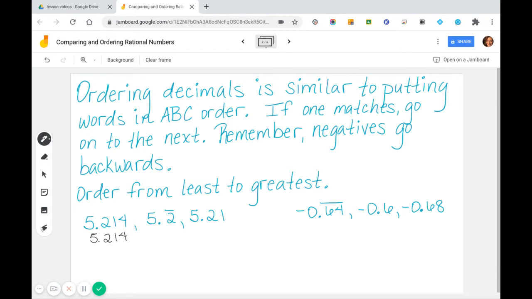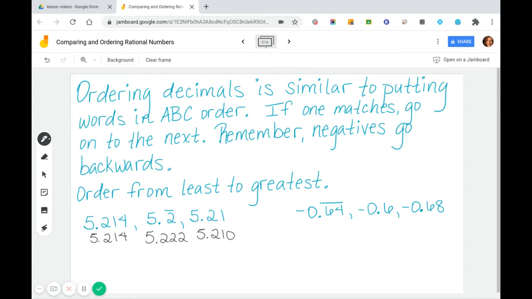5.2 repeating would really be 5.2 and then as many 2's as I want to write. Right now, I'm making each of them have 3 decimal places. 5.21 is a terminating decimal. If you watch the last video about converting between fractions and decimals, we talked about how terminating means it stops. So if I want to extend a terminating decimal, I can do that by adding zeros, however many zeros I want. In this case, I just need one of them so that I've got my 3 digits on each.